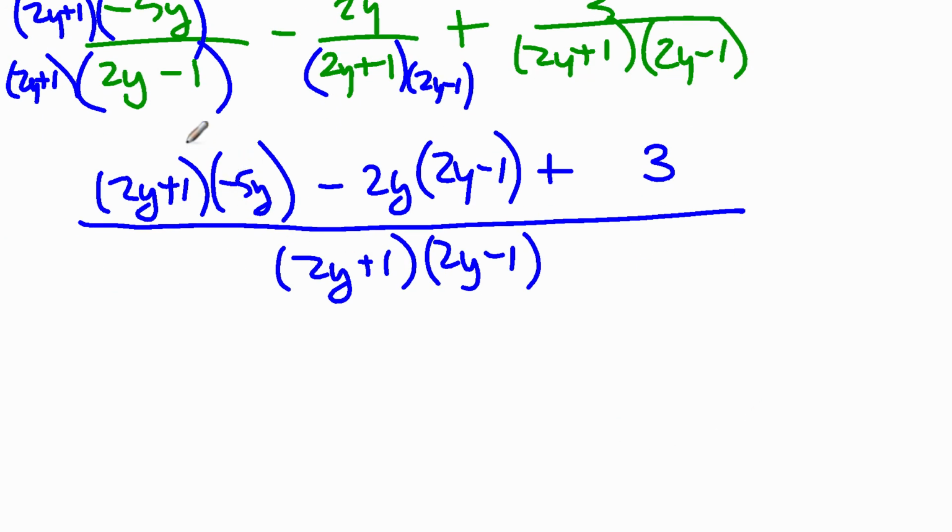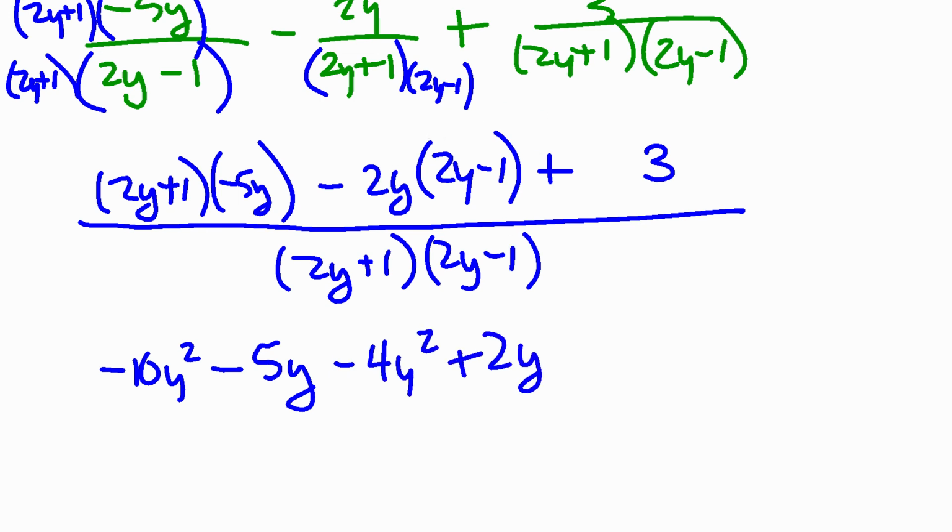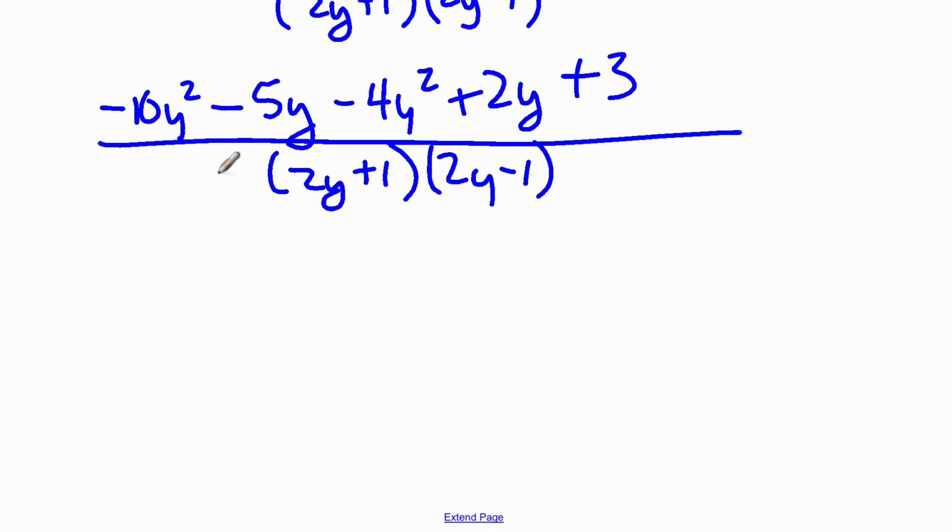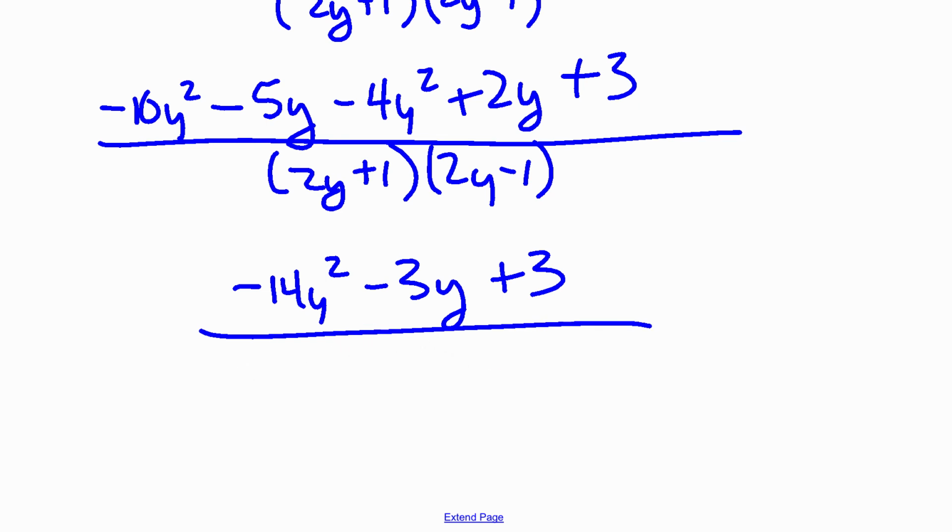Now simplifying, let's FOIL things or use the distributive law there. So that would be negative 10y squared minus 5y. Here this would be a negative 4y squared plus 2y and plus 3 all over my lowest common denominator. Still simplifying, negative 10y squared minus 4y squared, negative 14y squared. Minus 5y plus 2y is a minus 3y and a plus 3 all over my common denominator.